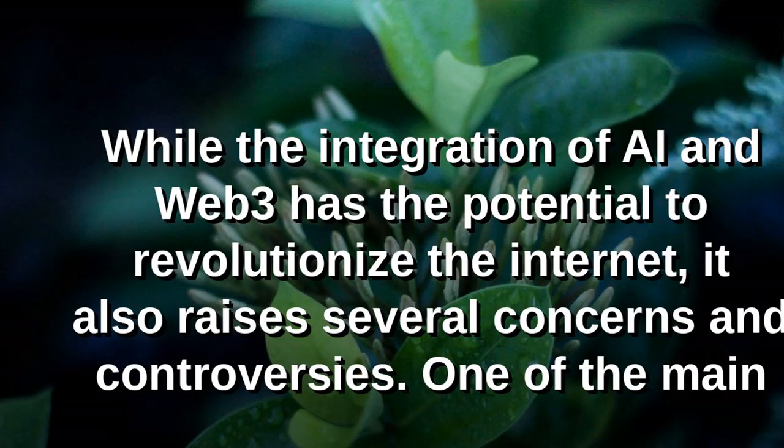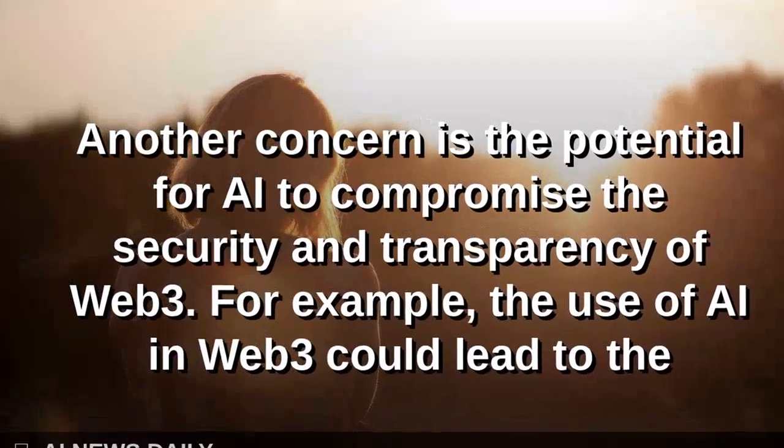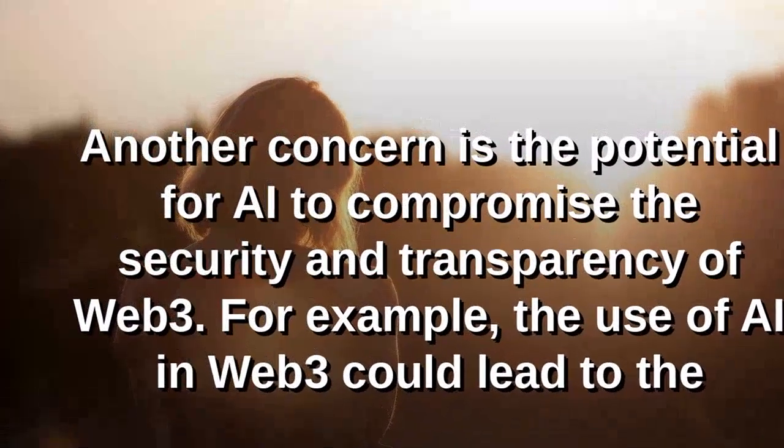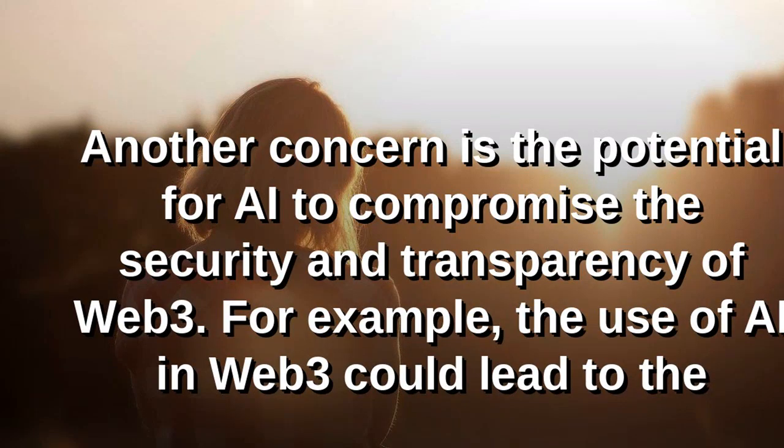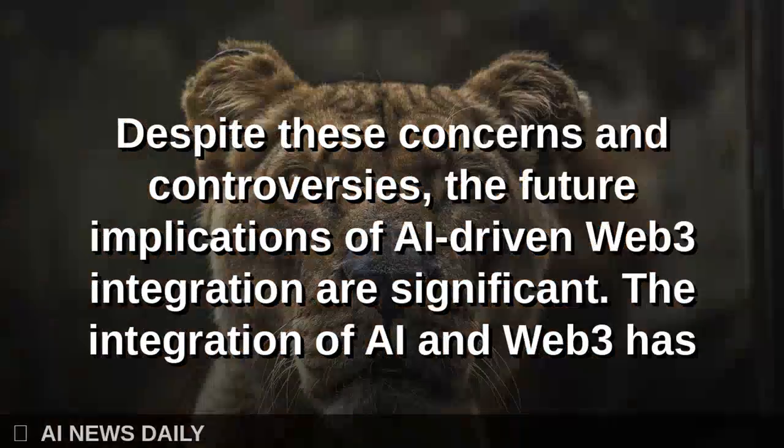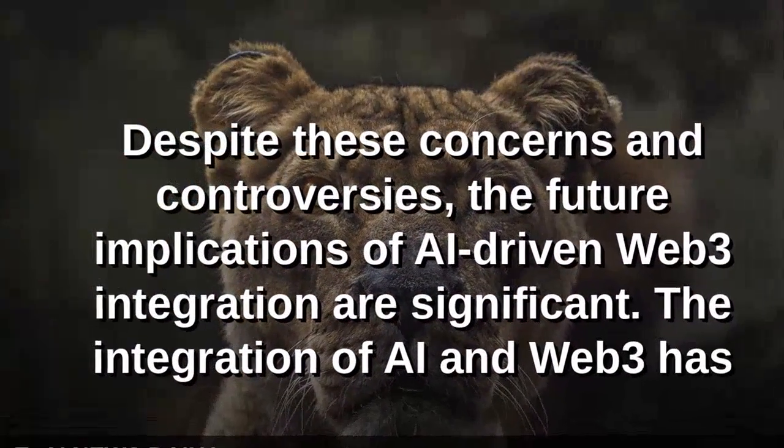Another concern is the potential for AI to compromise the security and transparency of Web3. For example, the use of AI in Web3 could lead to the creation of more sophisticated and complex smart contracts that are difficult to understand and analyze. This could lead to a situation where the underlying code is not transparent, making it difficult to identify and fix potential security vulnerabilities. Despite these concerns and controversies, the future implications of AI-driven Web3 integration are significant.